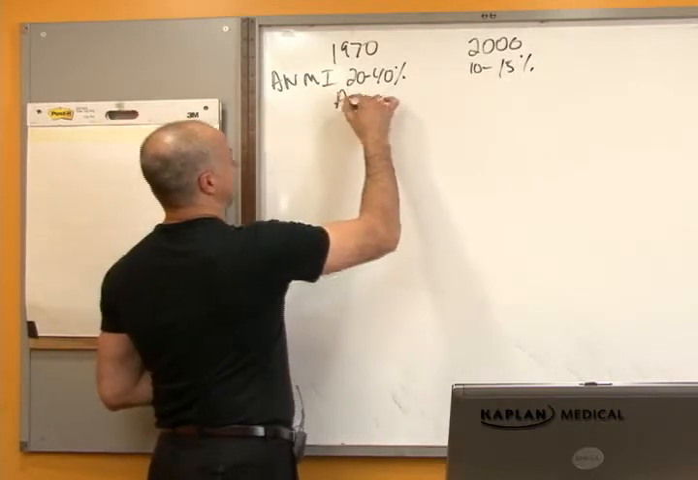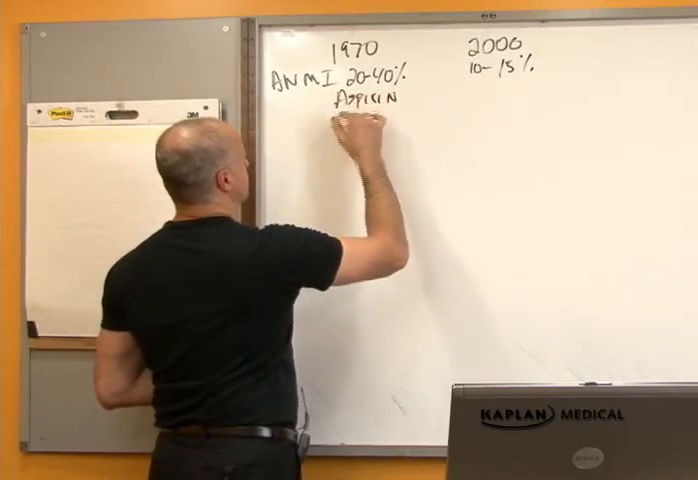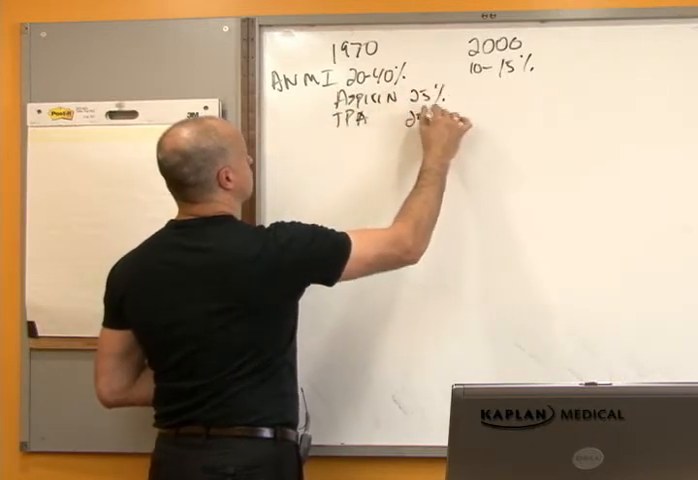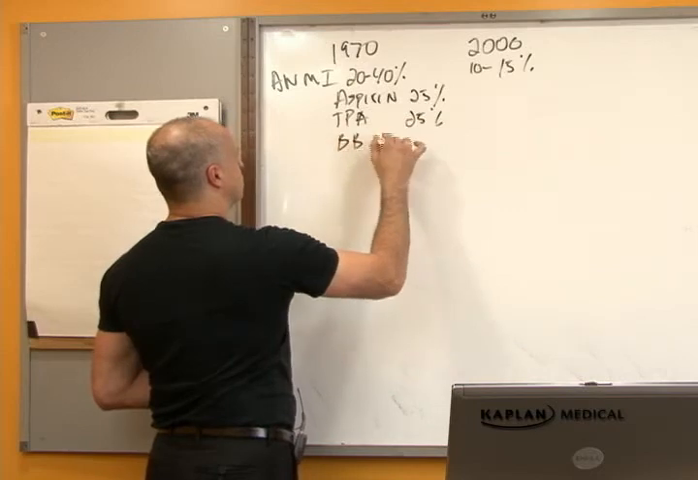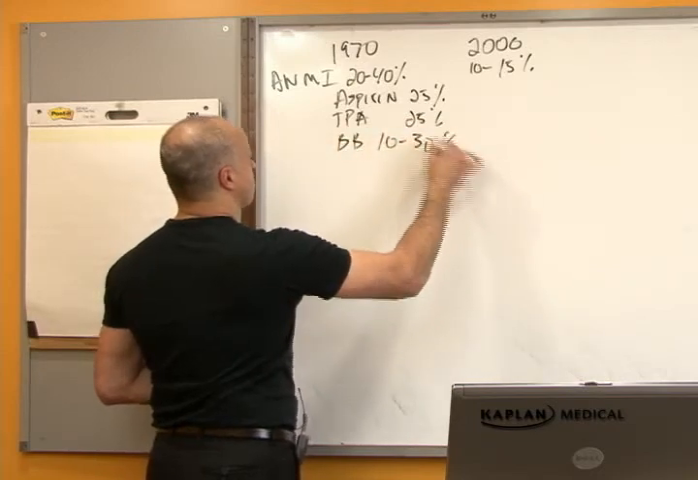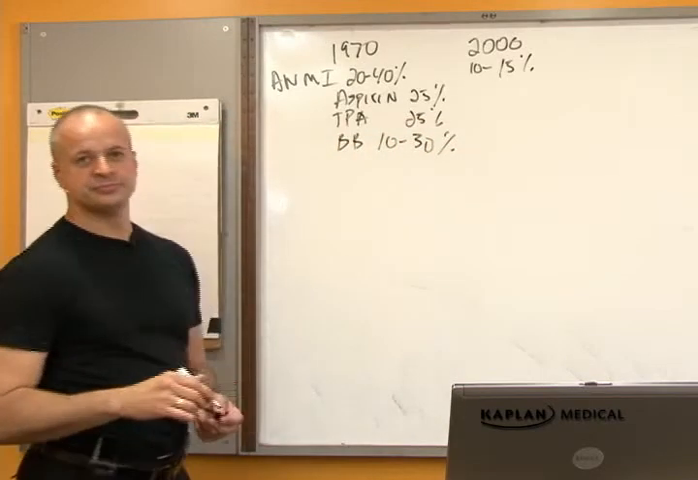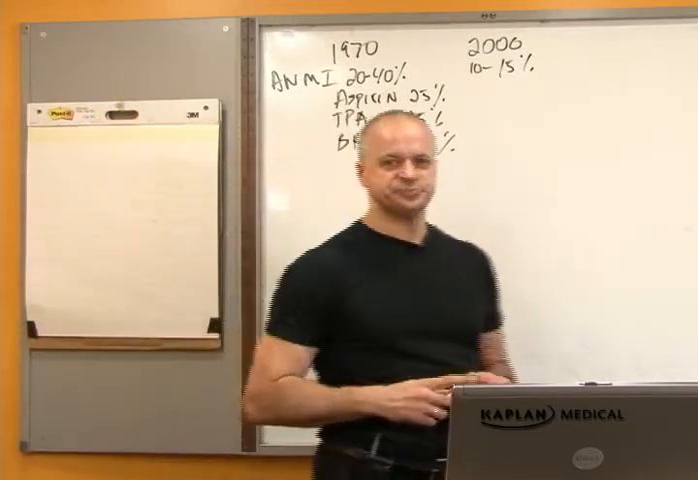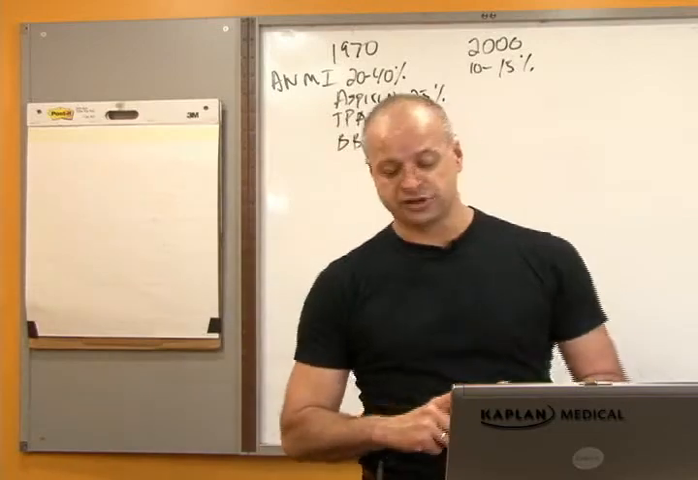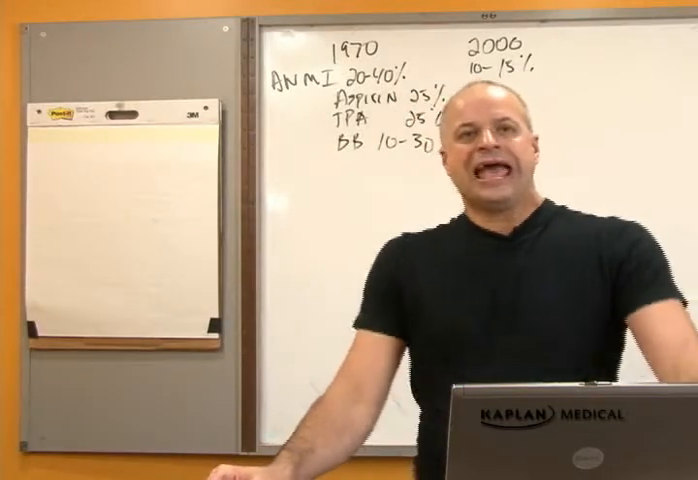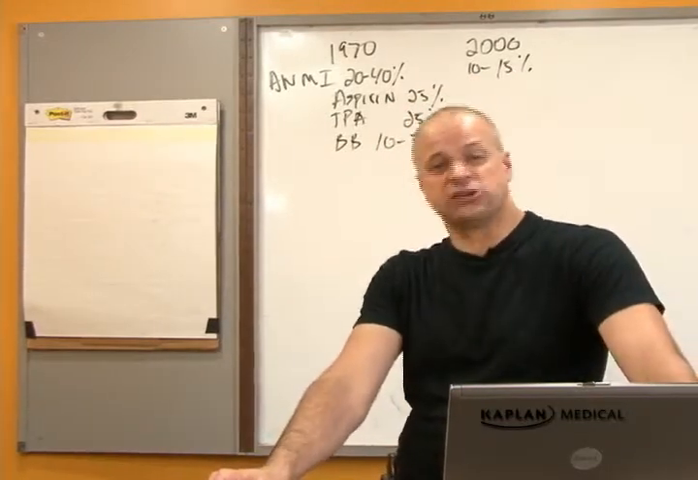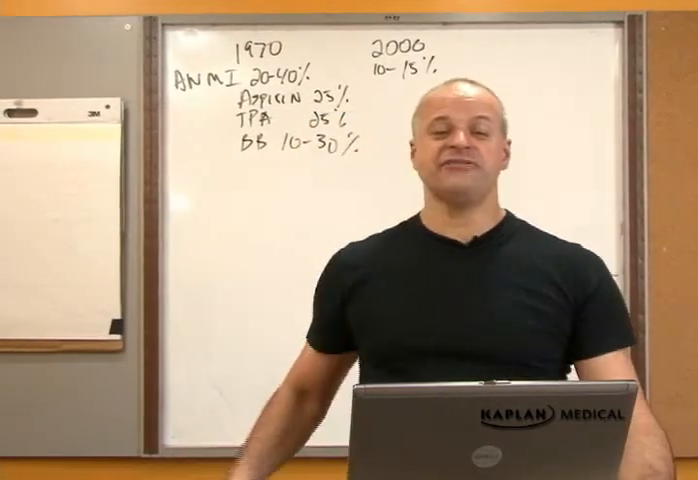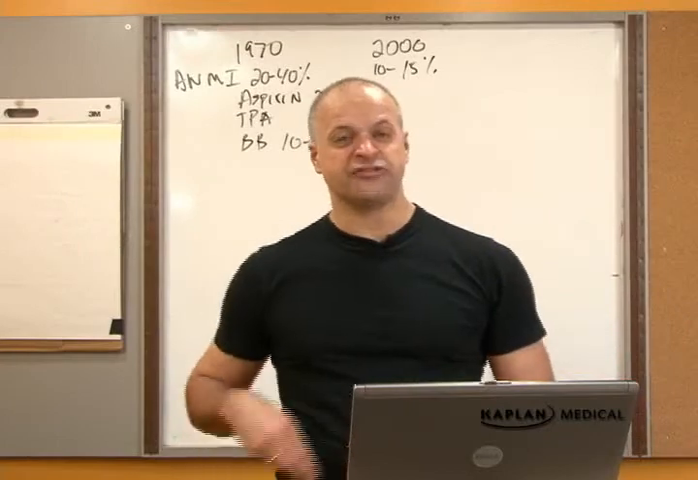Aspirin resulted in a 25% relative risk reduction. Thrombolytics and angioplasty resulted in a 25% relative risk reduction. Beta blockers somewhere between 10 and 30% depending on how you look at it. So people are alive. The survival from myocardial infarction has markedly improved. Many of those people are alive and normal now, but many more of them are alive and suffering from congestive heart failure.